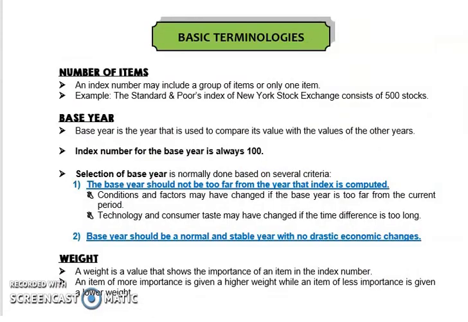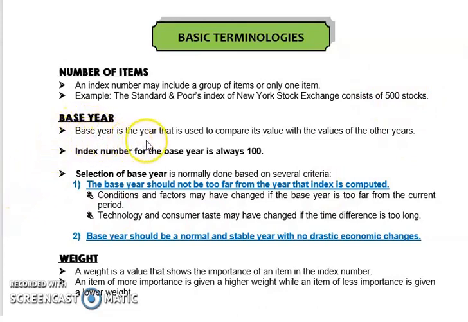Okay, now let's look at some basic terminologies under index number. First, we have number of items. An index number may include a group of items or only one item. For example, the Standard and Poor's Index of the New York Stock Exchange consists of 500 stocks. So here, number of items refers to 500.